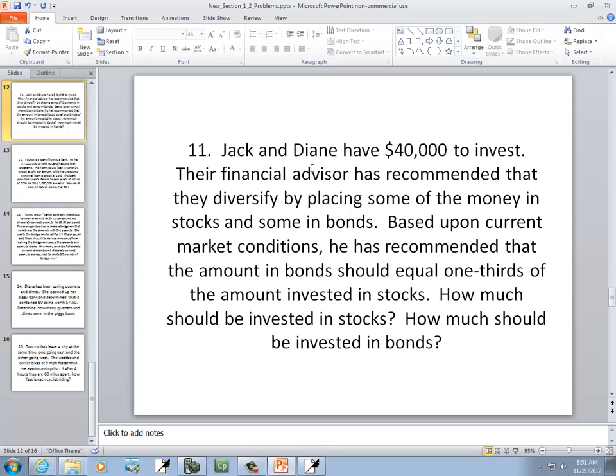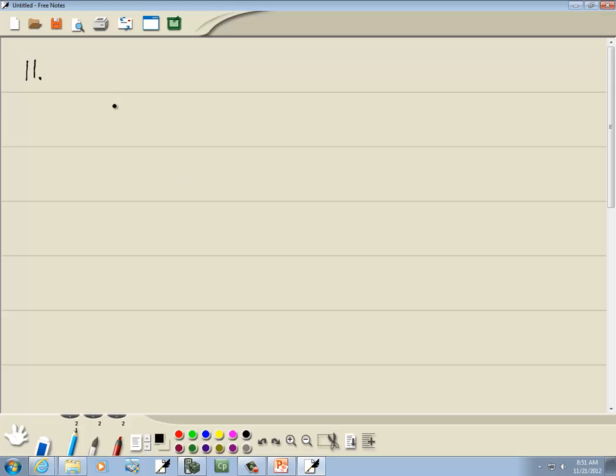Jack and Diane have $40,000 to invest. Their financial advisor recommends they diversify by placing some of the money in stocks and some in bonds. Based upon current stocks and bonds. Let me write that down.